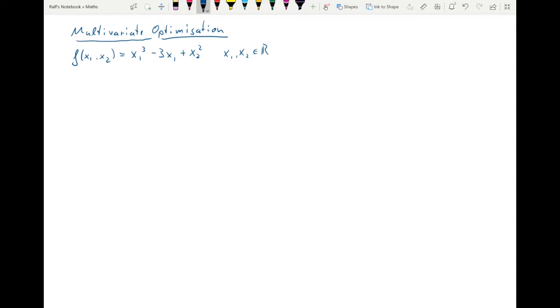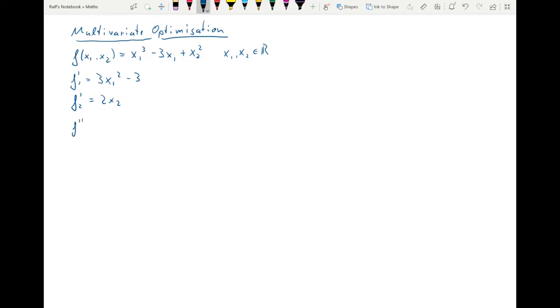We said the first step is to calculate the first order partial derivatives. So f prime 1, the first order partial derivative with respect to x1, is 3x1 squared minus 3. And the first order partial derivative with respect to x2 is just 2x2. Let's already calculate the second order partial derivatives. You don't need to, you could find stationarity points first, but I like doing that.